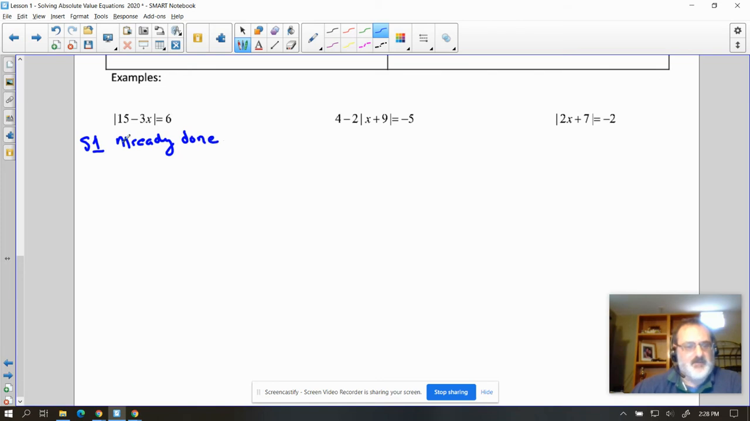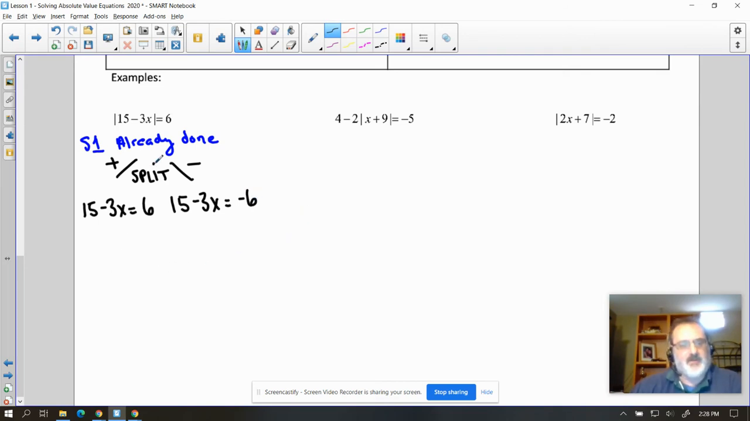You are going to have problems where step 1 is already done. The bars are already isolated. So step 2 is to do the split into a positive case and a negative case. So I have 15 minus 3x equals positive 6, and 15 minus 3x equals negative 6.